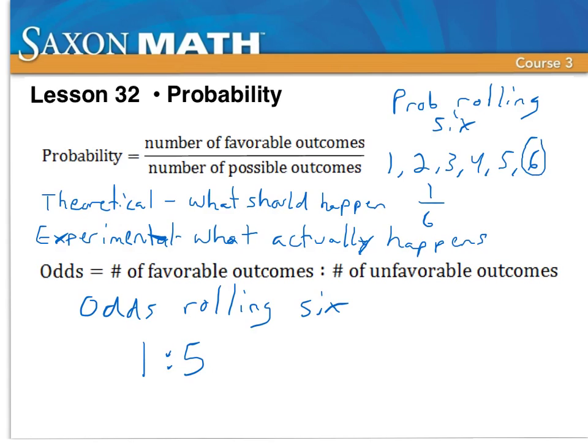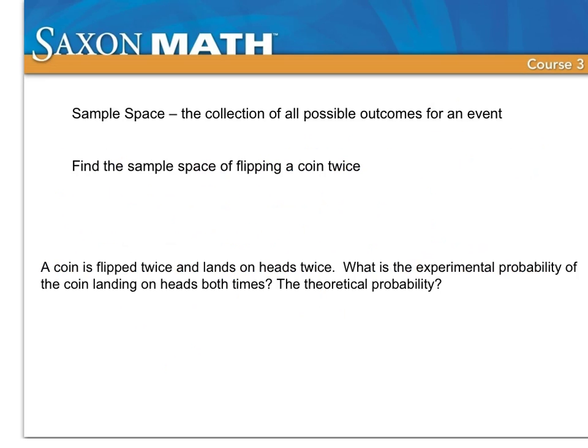So the probability of rolling a 6 is 1 out of 6. So once out of every 6 rolls, I should get a 6. And the odds of rolling a 6 are 1 to 5. And again, know the difference between theoretical and experimental probability. Alright, let's go on to the next slide.